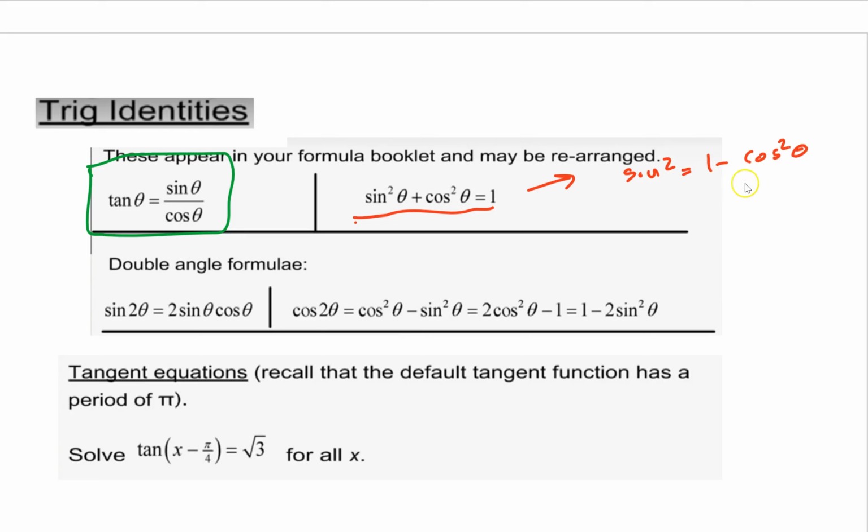Because this is equally as important, if not more so. Same thing with cosine. Get cosine by itself. Subtract sine squared from both sides. Cosine squared equals 1 minus sine squared. Right? Those are just as important as sine squared plus cosine squared equals 1. You're likely to see these as you are to see the first one. So once you get your formula sheet, write those down to solve for each one.